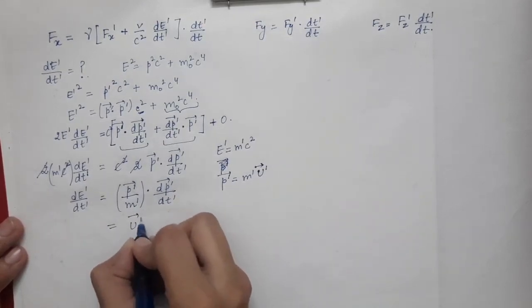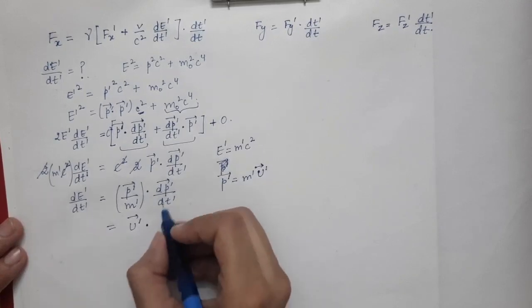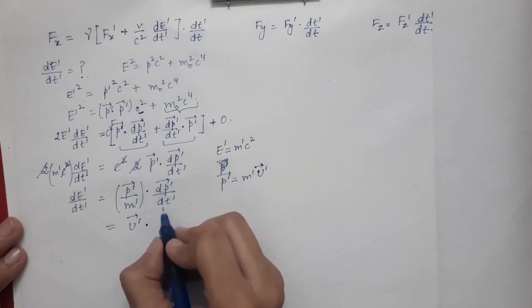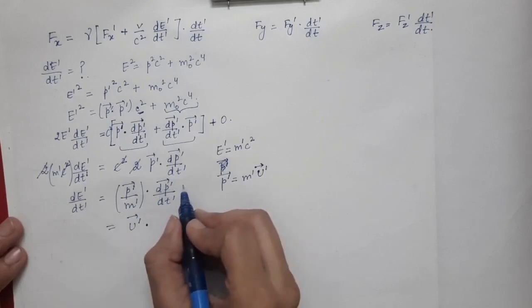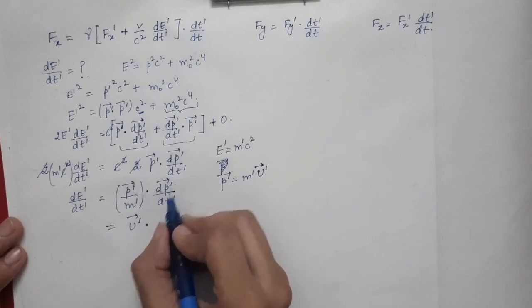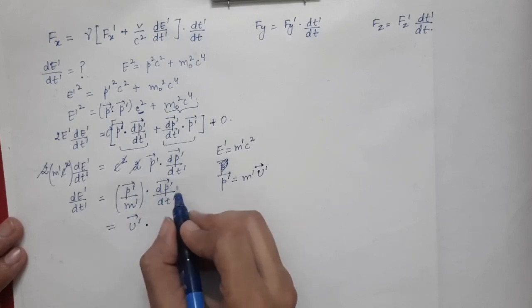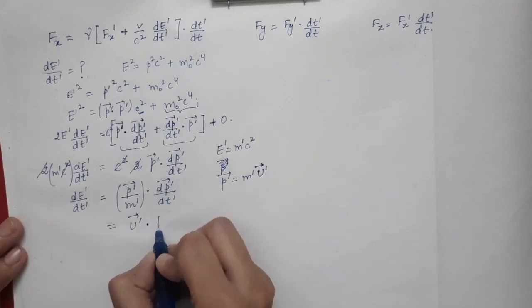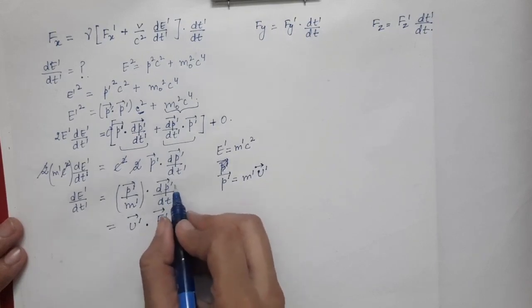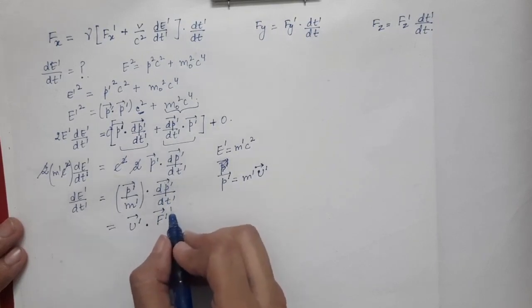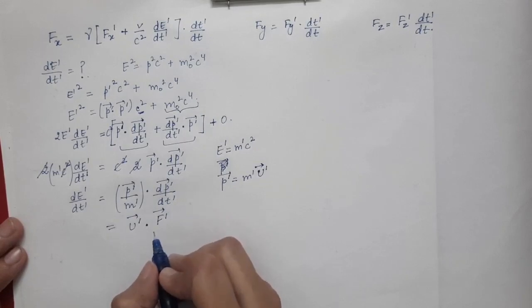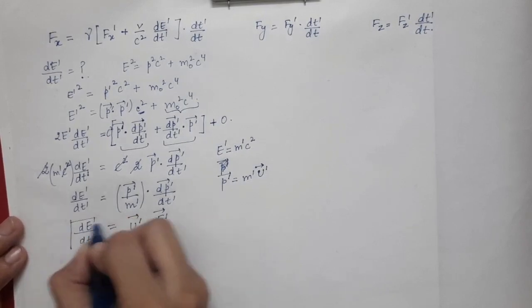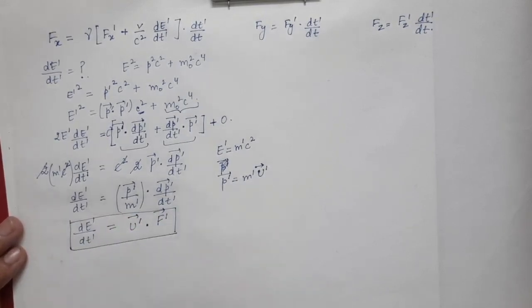So this will be nothing but U prime vector dot product with dP prime by dt prime. This is nothing but the time rate of change of momentum in S prime frame. So here we have dP prime by dt prime, which is nothing but the force on the particle in S prime frame, so this will be F prime vector. So dE prime by dt prime has come out to be equal to U prime vector dot product with F prime vector.